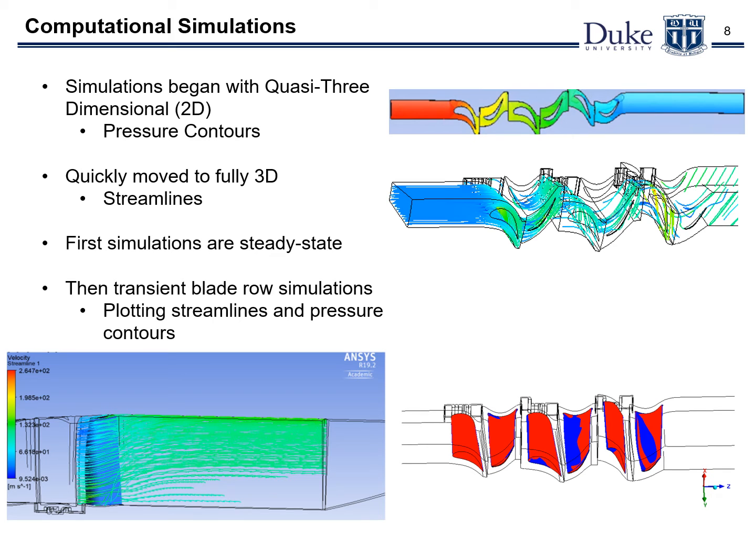I begin with simple two-dimensional simulations, in which I plotted lots of pressure contours to ensure proper flow behavior through my model, seen in the upper right-hand figure. Quickly I moved to three-dimensional to fully understand what's going on, and on the middle right figure you can see the streamlines of the 3D model. My first simulations completed are steady state, meaning none of the blades are rotating. Once I take the solution of that, I will then use transient blade row simulations where the rotors rotate, and I will plot the streamlines and the pressure contours seen in the bottom two figures.